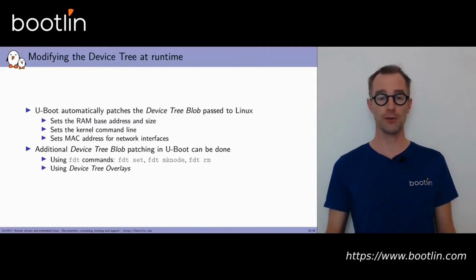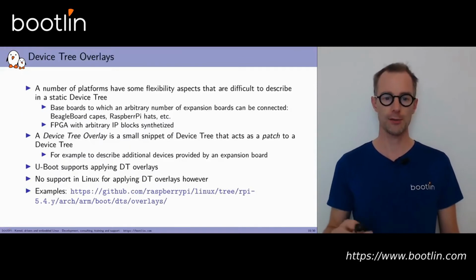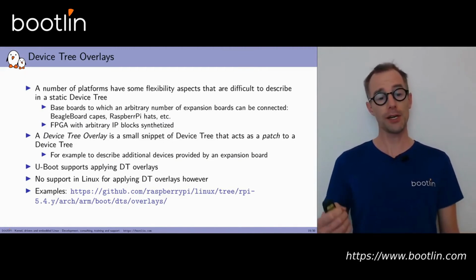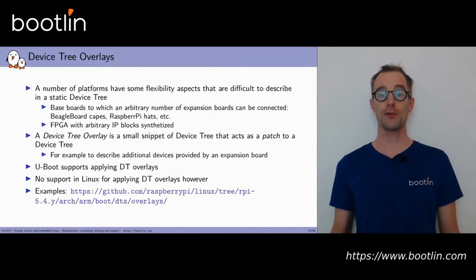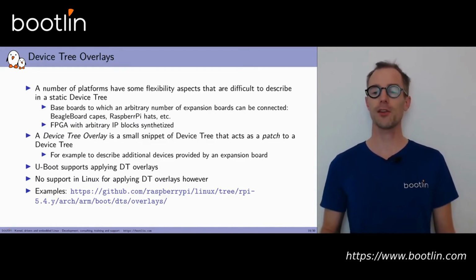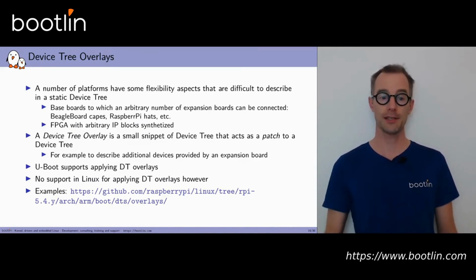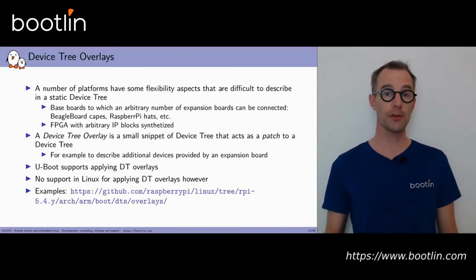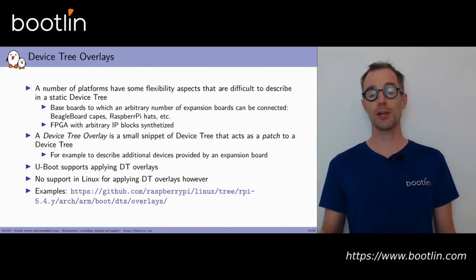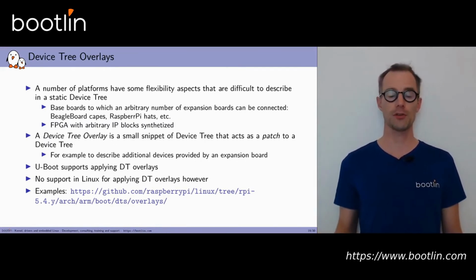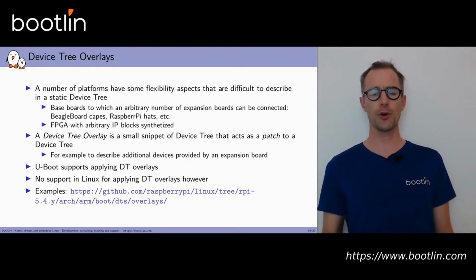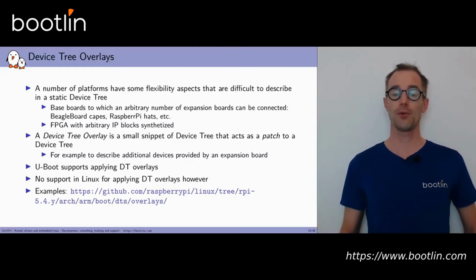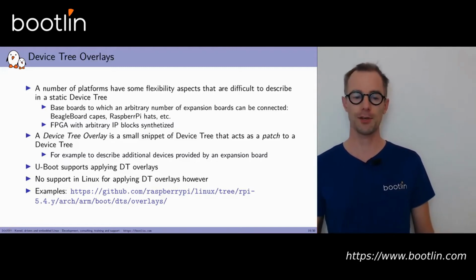Another concept is the one of device tree overlays, on which I'm going to spend a little bit more time. The device tree overlays are there to solve a specific use case of platforms that have some flexibility aspects that are difficult to describe in a static device tree. Typically, a use case are baseboards to which can be connected an arbitrary number of expansion boards. For example, in the BeagleBoard world, there are capes. You can connect expansion boards to your BeagleBone. Raspberry Pi HATs are also the same concept.